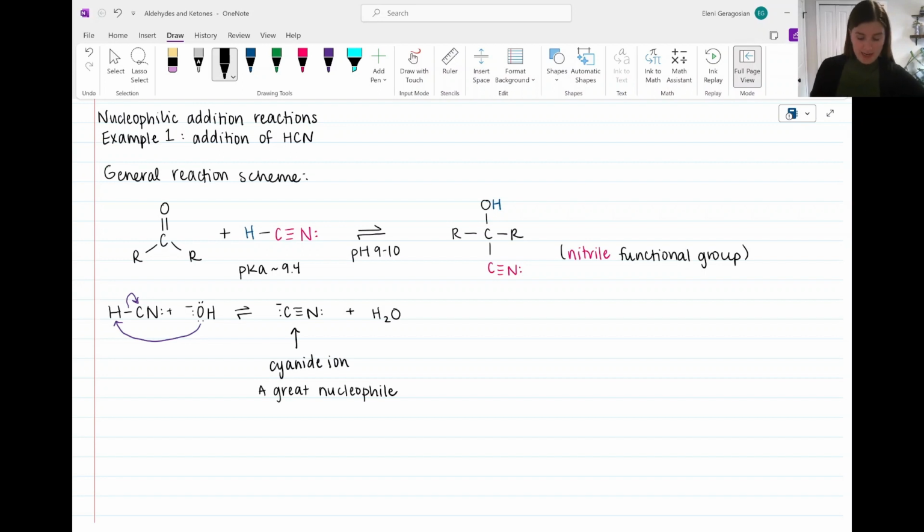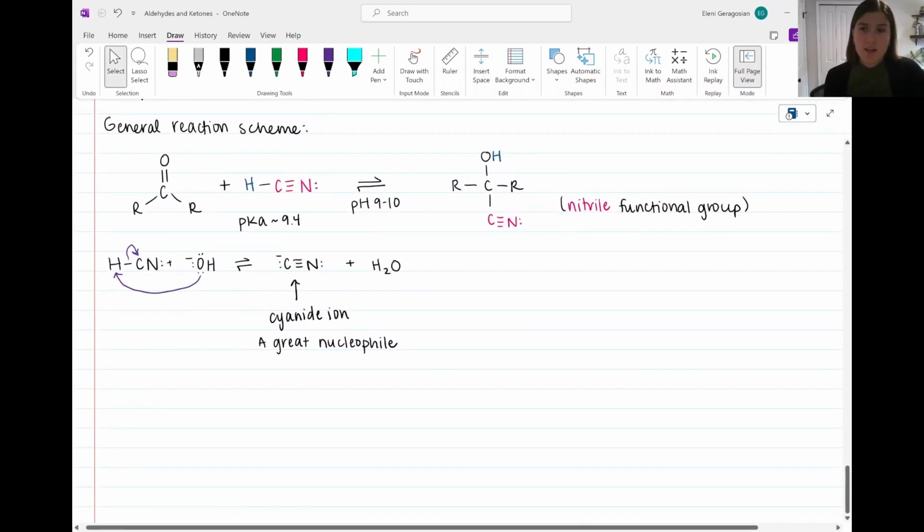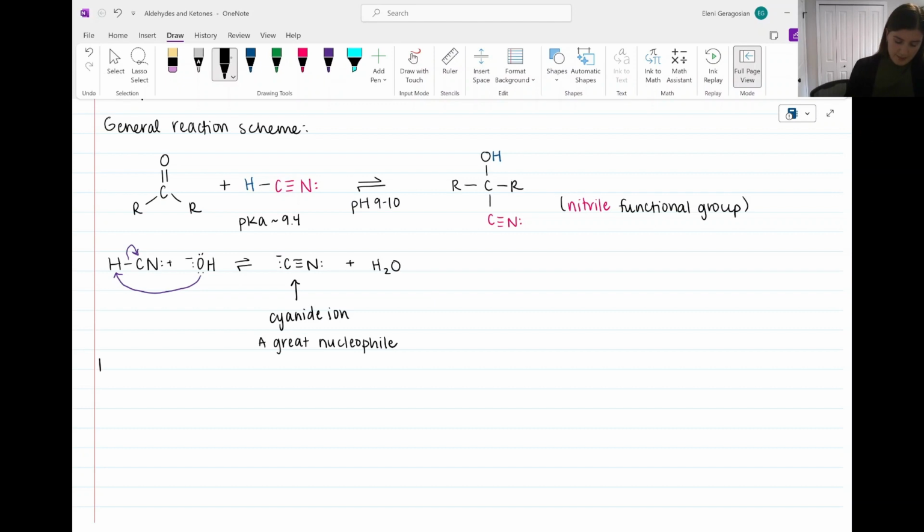So that's the whole reason we have the pH at between 9 and 10, so we can generate this nucleophile in solution. Now that nucleophile is what will react with the aldehyde or ketone. Having hydrogen cyanide only in solution, not in its deprotonated form, would not then be a good nucleophile and wouldn't be adding to the aldehyde or ketone. So now let's look at the mechanism to really understand where electrons are transferring. We'll use what we know about these different molecules to reason through the mechanism.